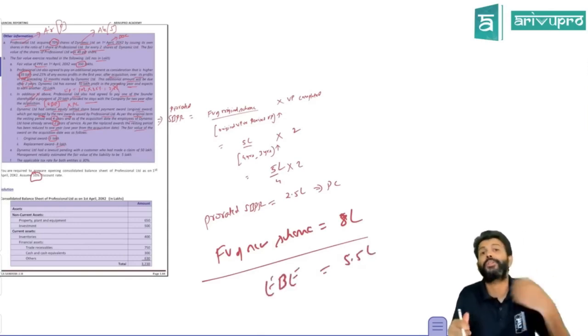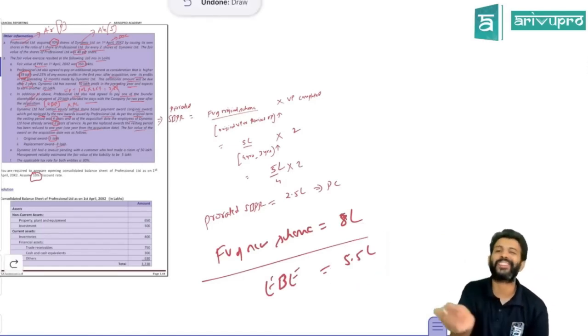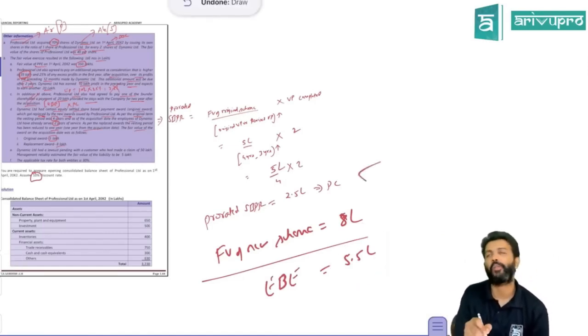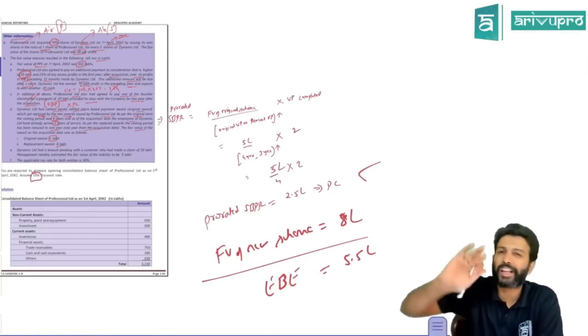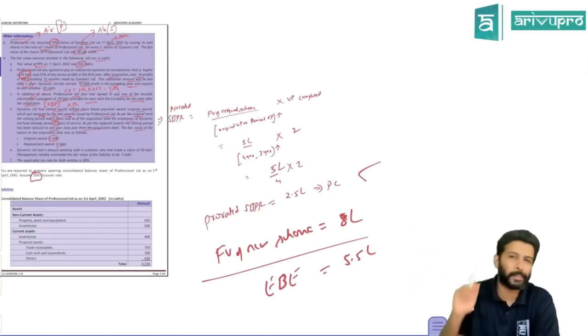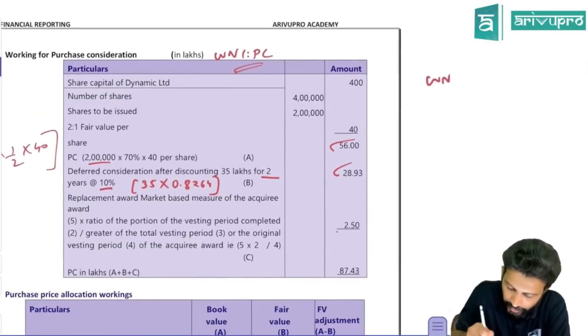Because the employee still has to serve for one more year. So for 1 more year of service, we are giving benefit worth 5.5 lakh. That is the interpretation. So this 2.5 lakh will form part of PC. The balance 5.5 lakh will form part of employee benefit expense, which will be transferred to the P&L account over the vesting period, not now. Okay. So this 2.5 also should form part of PC. Have they taken it? Yeah, they have taken it.